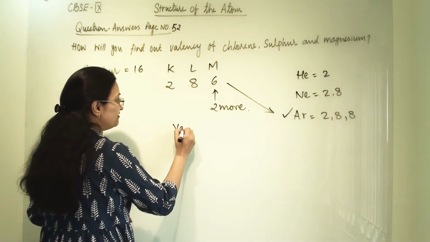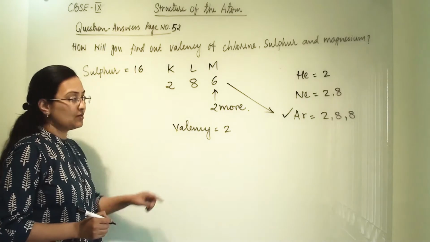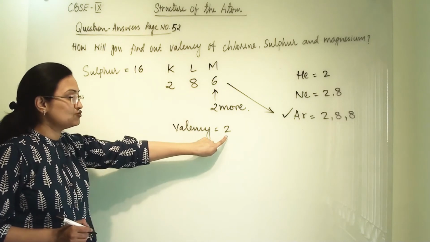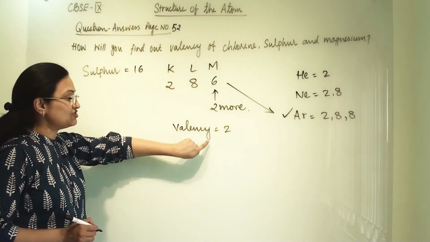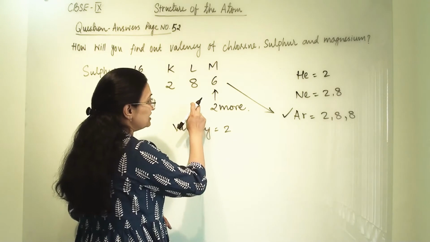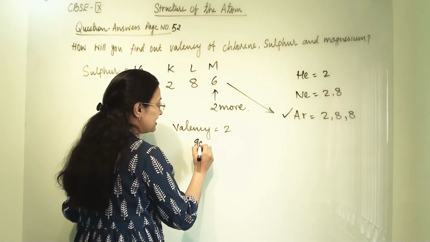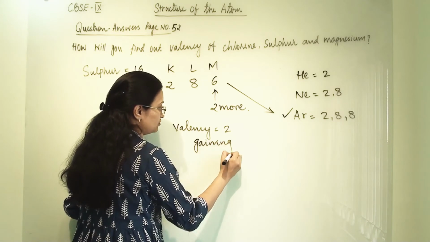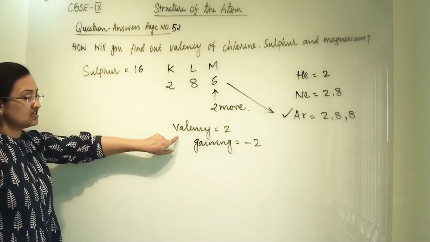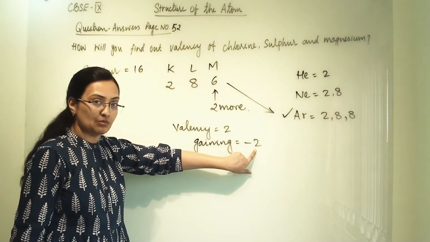So what will be the valency of sulfur? Valency of sulfur is 2, because the number of electrons it is lacking in the outermost shell is 2. So that's why the valency of sulfur is 2. Now since it will achieve this electronic configuration by gaining electrons, the charge will be -2, and it is doing this by gaining and not losing. That's why it is -2.